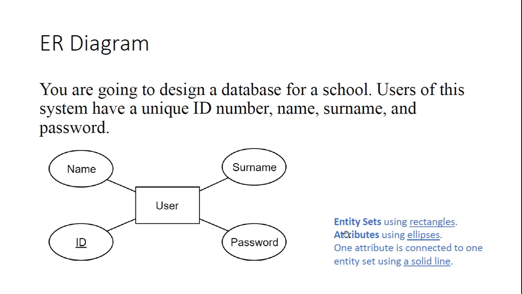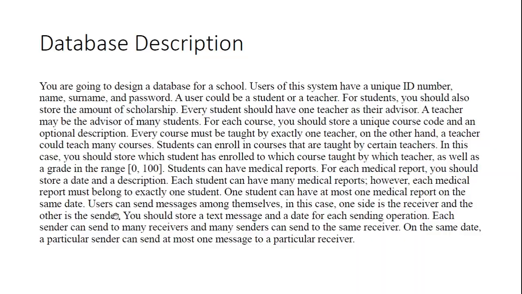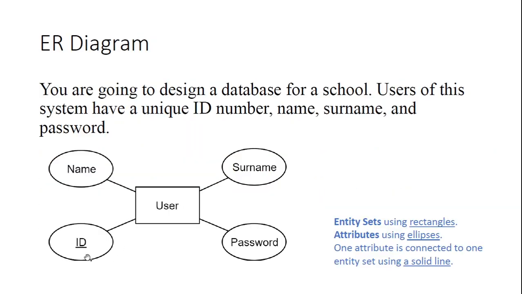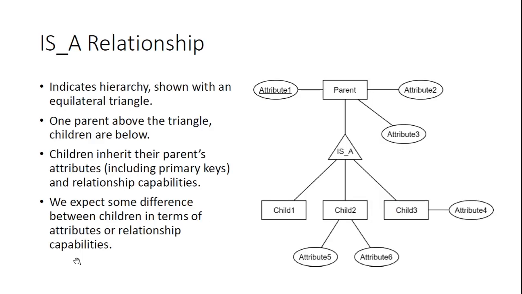So for entity sets, we are using rectangles. Attributes are using ellipse shapes. And one attribute should be connected to the entity sets using a solid line. So if we have an attribute, it should always be connected to some entity set. Or there is also the alternative: we can also connect an attribute to a relationship as well, but it should be connected to just one thing. So that's one of the things that is important. And we are not connecting the attributes together. Attributes should be connected to a different kind of shape.